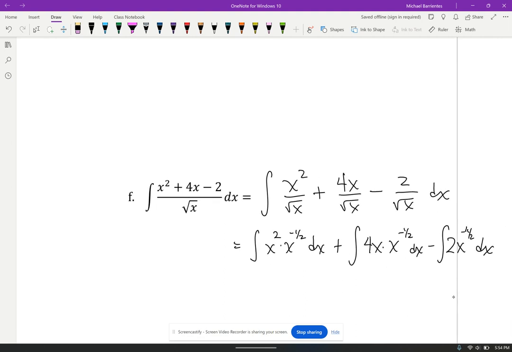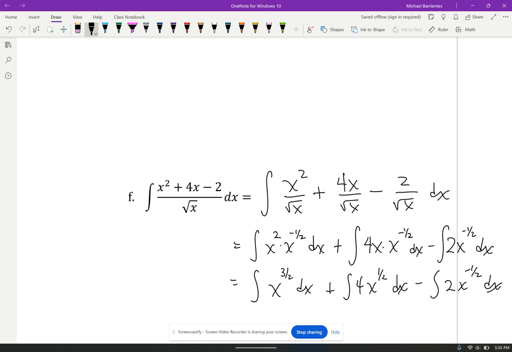And so now our job is to try to simplify this as best as we can. And so when I do this, I'm going to combine the like terms here, and that's going to give me x to the 3/2 dx, and then this is going to give me 4x to the 1/2 dx, and then the last one will give me 2x to the negative 1/2 dx.